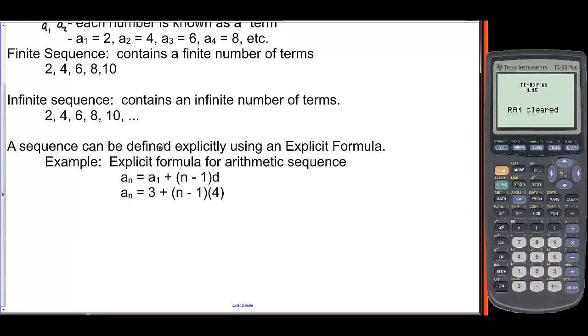A sequence can be defined explicitly using an explicit formula. An example, an explicit formula for an arithmetic sequence is a sub n equals a sub 1 plus n minus 1 times d. It's a recipe to find each of the terms. And what's nice about the explicit formula is you can jump to the 10th term if you'd like. In this case, a sub 10 is equal to 3 plus 10 minus 1 times 4. So the 10th term is 9 times 4 is 36 plus 3 is 39.